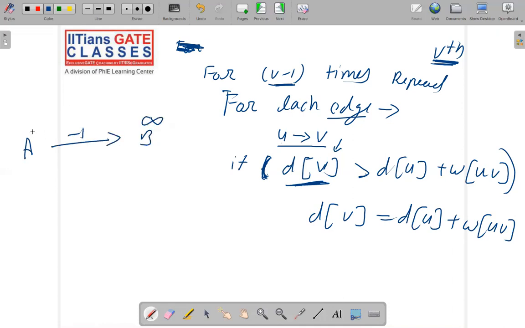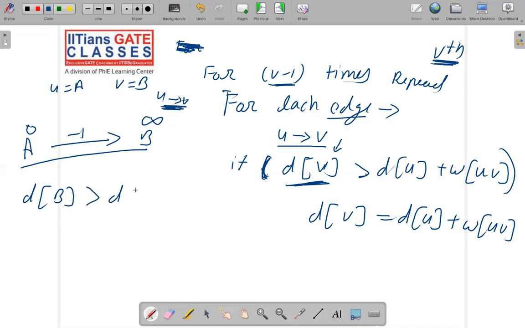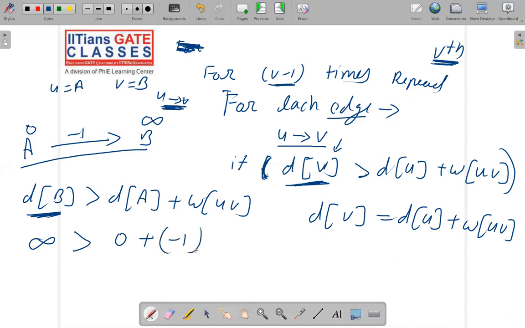Initially this is infinite, this is minus 1, and this is 0. Okay, this is the case. So what is u? U is A here, v is B. We are considering the u to v edge. Now we are saying that for this AB edge, if distance of B is greater than distance of A plus weight of UV. Okay, so distance of B is infinite, which is greater than 0 plus minus 1. So infinite is far greater than minus 1.